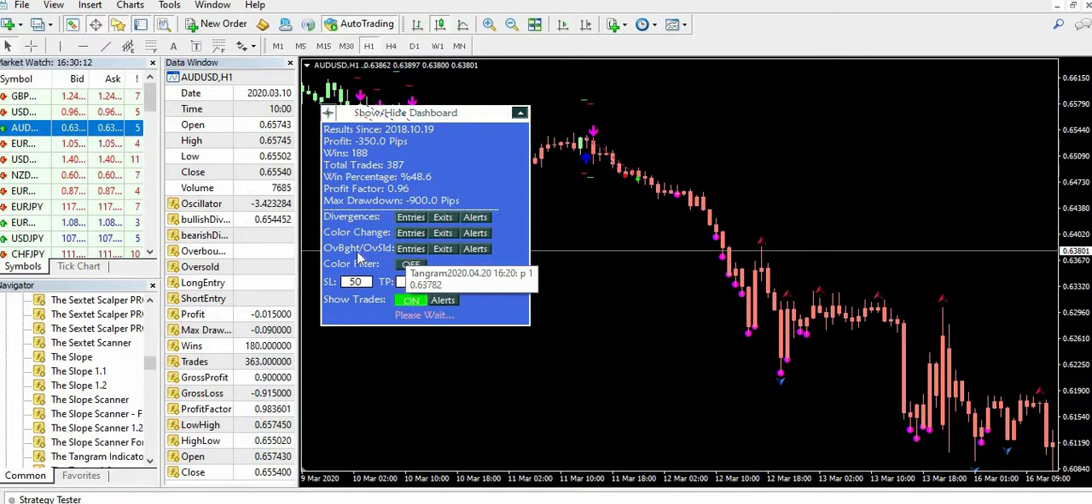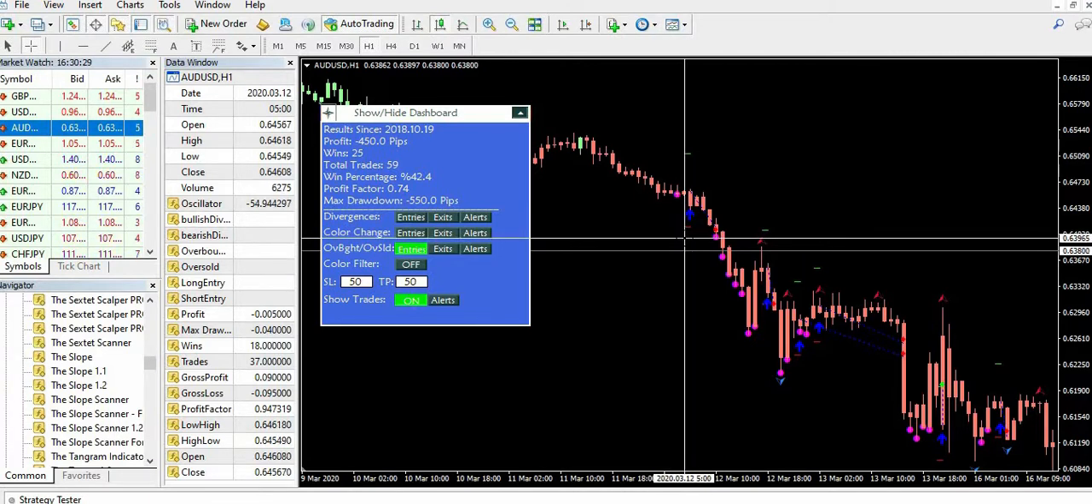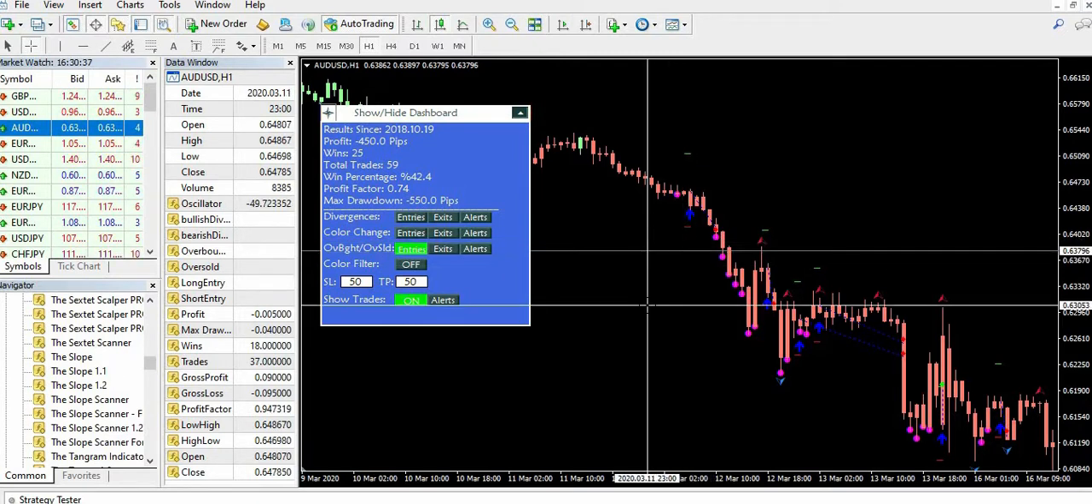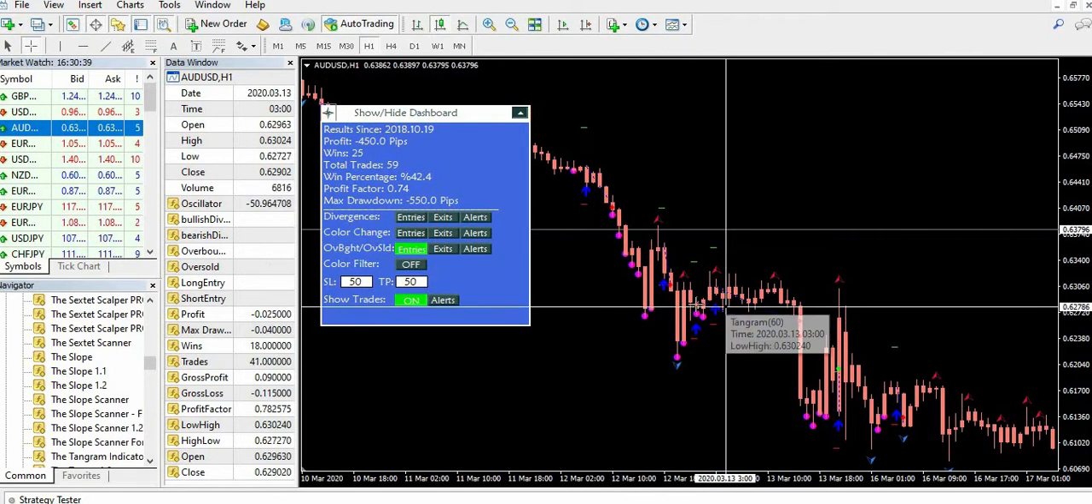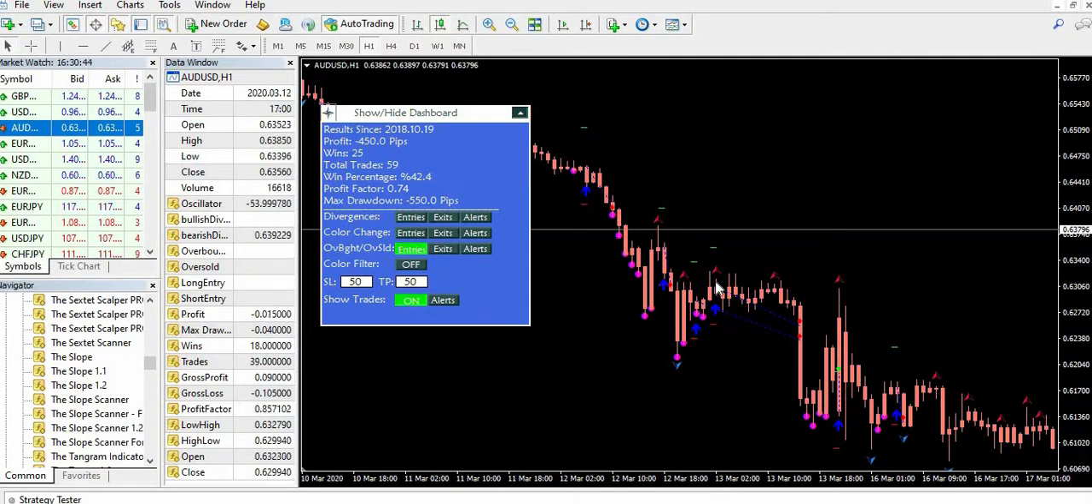So the third type of entries are the overbought and oversold entries. And we get these signals when the price exits oversold or overbought areas. So you see here, we were in an oversold area, we exited, and at the close of this candle, which is the open of this candle, we get a buy signal.